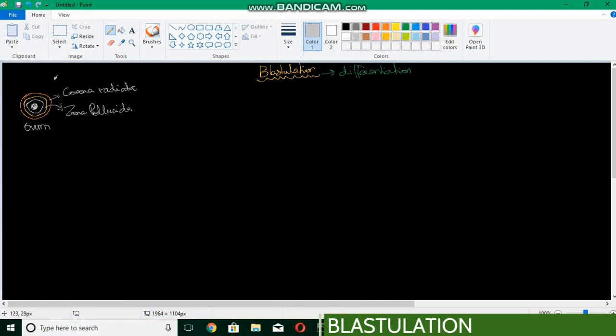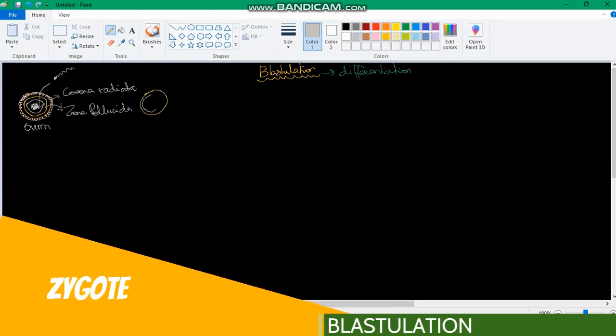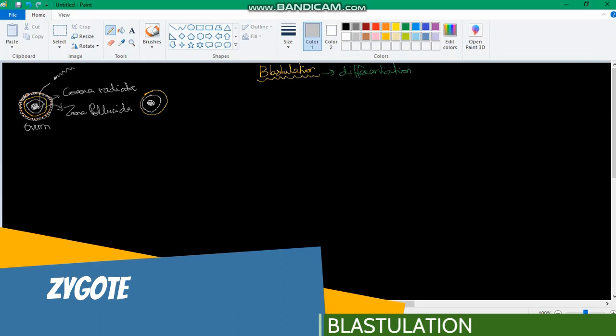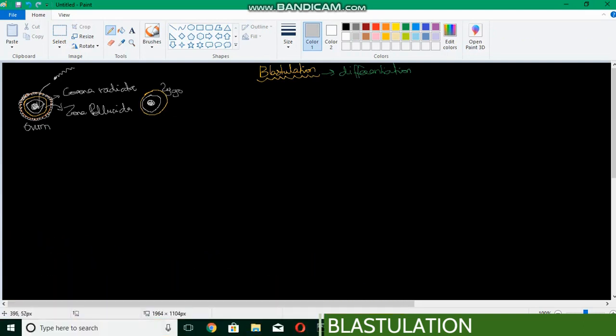Now here comes the sperm, and once the sperm fuses with the nucleus of the egg, the outer layer corona radiata is going to disintegrate, or it's going to wear off, leaving behind only the zona pellucida with a special type of cell called zygote inside of it. So this is the zygote.